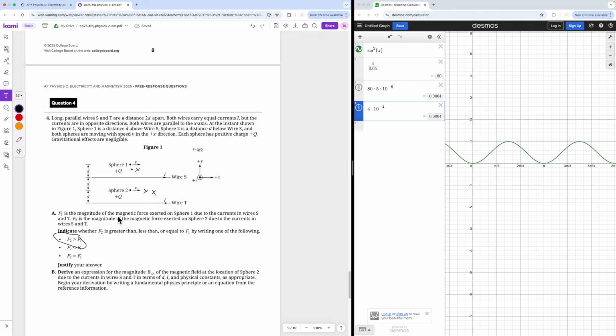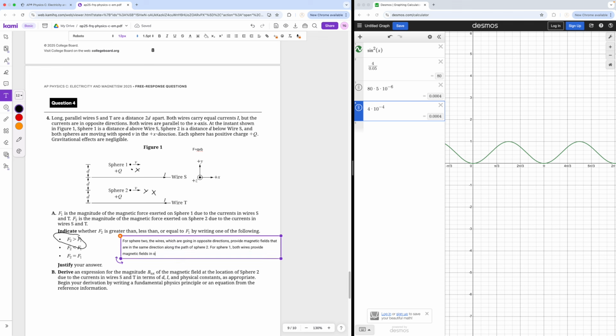So let's say this. For sphere 2, the wires, which are going in opposite directions, provide magnetic fields that are in the same direction along the path of sphere 2. For sphere 1, both wires provide magnetic fields in opposite directions. Therefore, the magnetic fields for sphere 2's path are added, while they are subtracted for sphere 1. Therefore, a stronger magnetic field exists along sphere 2's path, and as per F equals QVB, sphere 2 will have a stronger magnetic force applied. There we go, that's why sphere 2, or F of 2, is going to be greater.